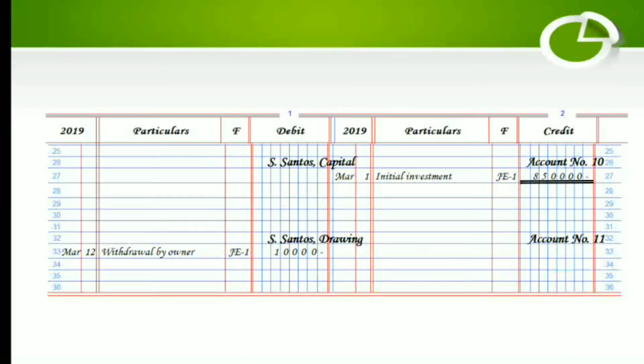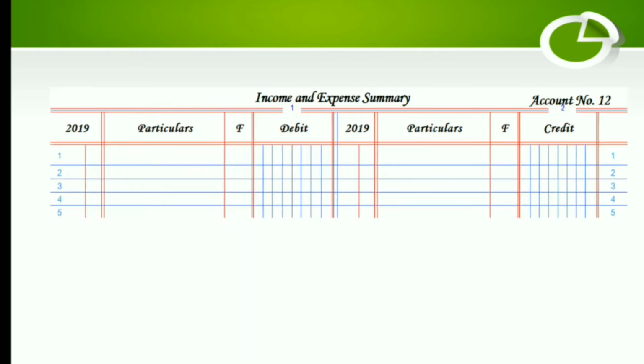Let's move on to account number 11, and that is S. Santos Drawing. So there is only one transaction posted in this account, and that is the withdrawal by owner for 10,000 pesos. So we're going to double rule it. And let's move on to the next. We have income and expense summary, account number 12, and there is no transaction posted in here. So let's move on to the next.